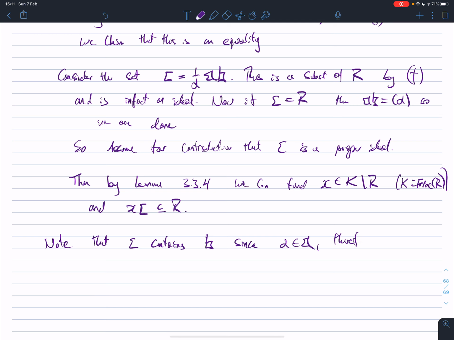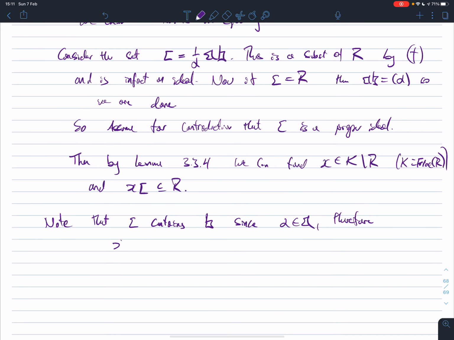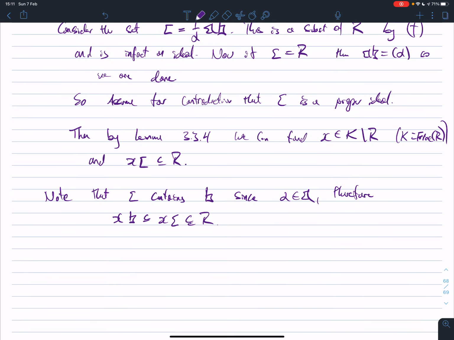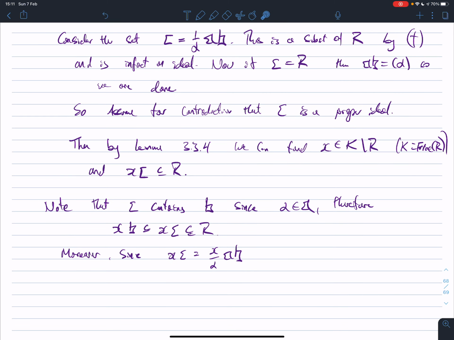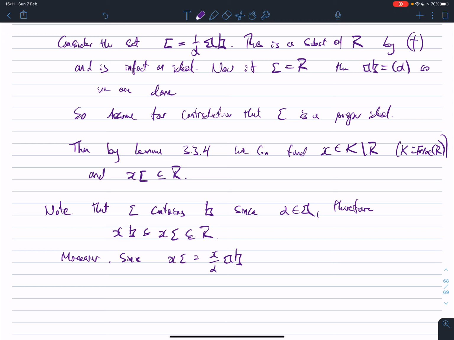Therefore, x times B is contained in x times C, which is contained in R, by just chaining up these equalities. Moreover, since x times C is x over alpha times A times B, just using the definition of C up here, we have that this thing is in R.